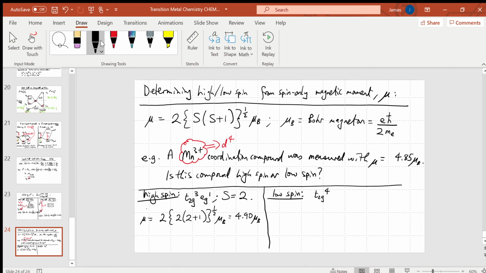If we consider the low spin alternative, let's calculate S. So here, if we've got 4 in the t2g set, then one of them is pointing down and 3 are pointing up. So the down pointing electron cancels one of the up pointing electrons, and we have 2 up pointing electrons remaining. So spin is 1. So the spin-only magnetic moment would be the number 2, and now the spin is 1.